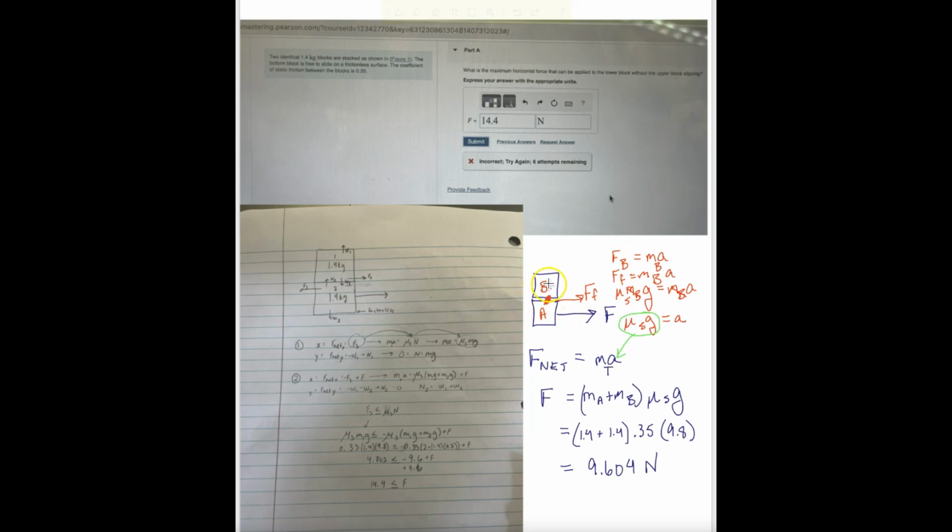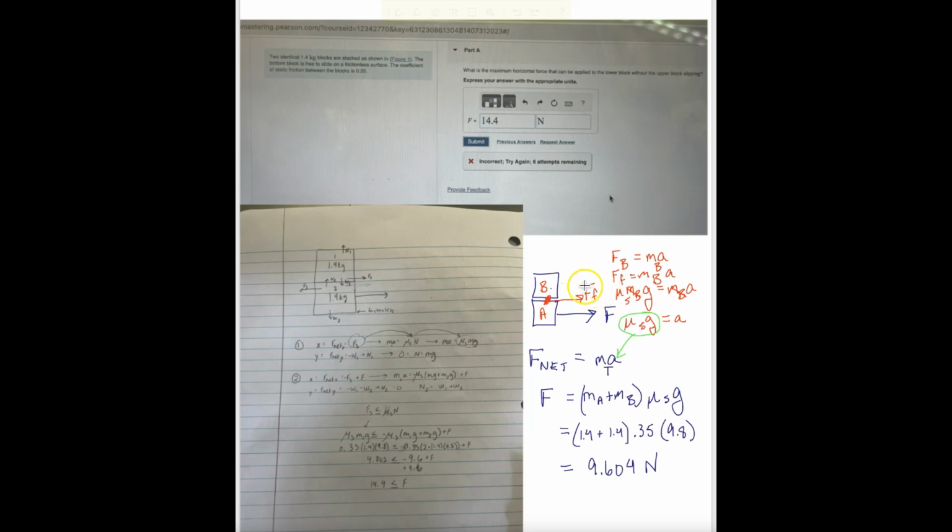I have these 2 blocks. They both are identical, so they have the same mass. I'm going to call the bottom one A, the top one B. And I know when I pull on A, just like when we pulled that piece of paper with your water bottle on top of it, they both move towards me because the force of friction is also pushing that towards me. So I know that the net force on B is equal to mB times a.